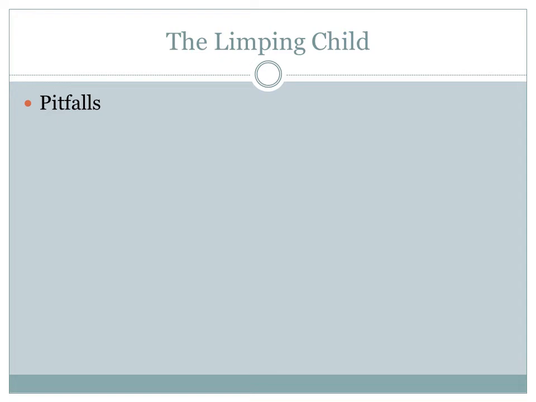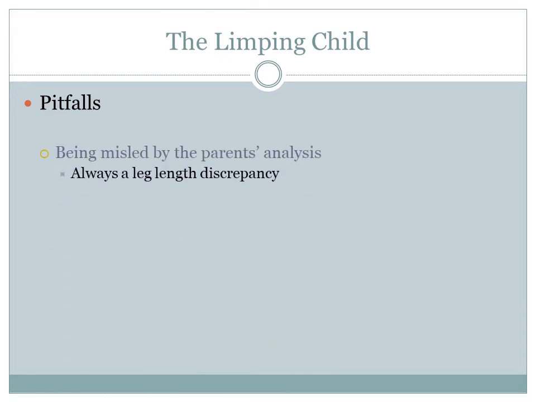Now, after we knew most of the etiologies that can lead the child to limp, and how to approach it through the history, the examination, and the investigation, it's very important to shed some light on the pitfalls while you are diagnosing a case of a limping child. First, it's very important not to be misled by the parents' analysis of their child's limping.